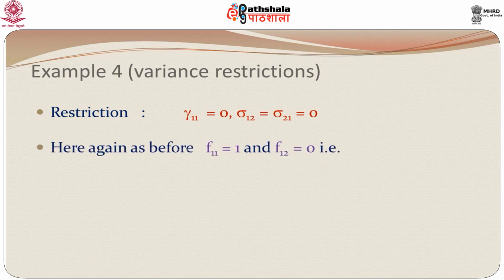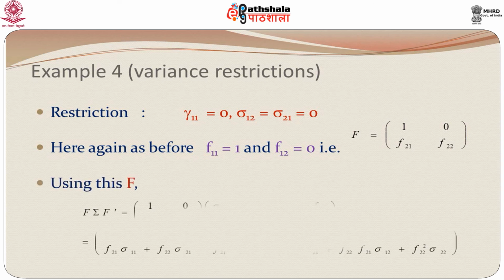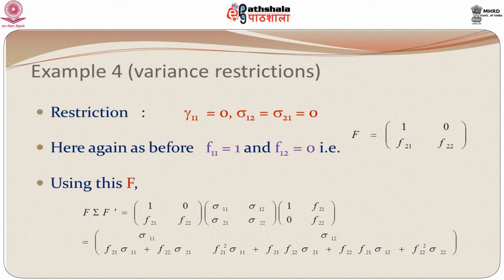So, if you look at gamma 11 equal to 0, it as before translates to the fact that f11 is equal to 1 and f12 is equal to 0. That is, F is of the form 1 0 f21 f22. Now, let us come to the second restriction. For the second restriction on sigma, we have the sigma matrix which has the off diagonal elements equal to 0. So, this should be the same for the F sigma F prime matrix as well.